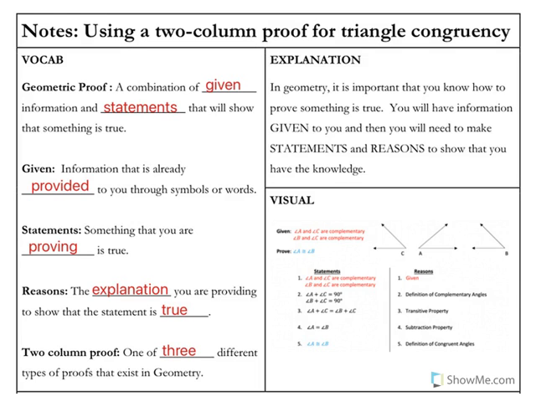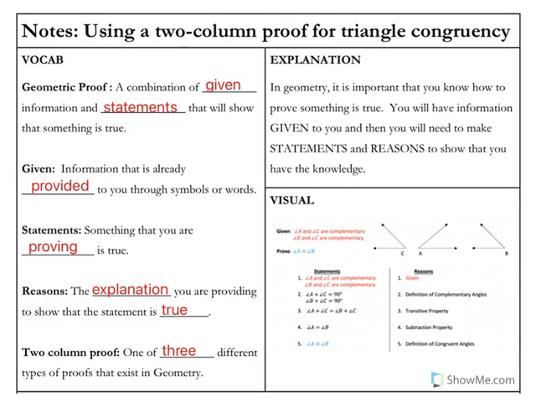In geometry, it is important that you know how to prove something is true. You will have information given to you, and then you will need to make statements, and you will have reasons to show that you have the knowledge. So here's a visual of what a two-column proof looks like. There was also one on the front title page. You see that there's a column for statements, a column for reasons, and there's some given information, and then there's a task to prove something is true.